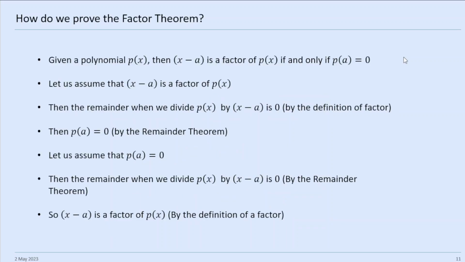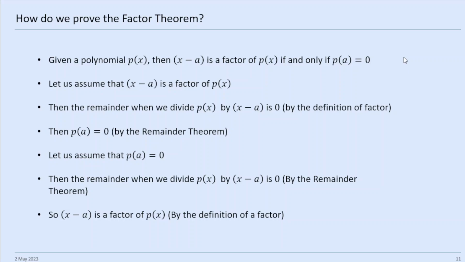So let's just look at the proof of the factor theorem. The factor theorem says, given a polynomial p of x, x minus a is a factor of p of x if and only if p of a equals 0. So firstly, let's assume that x minus a is a factor of p of x. Now we've got to prove that p of a equals 0.